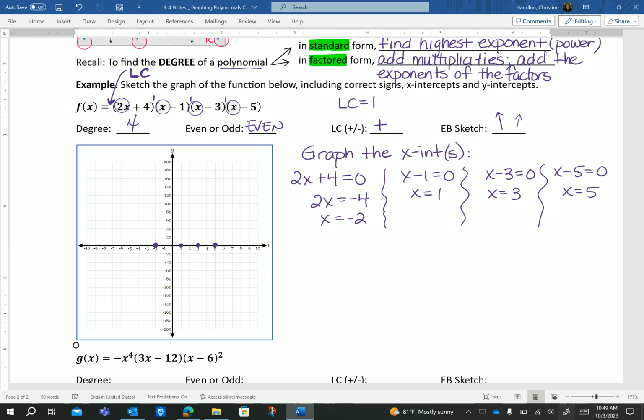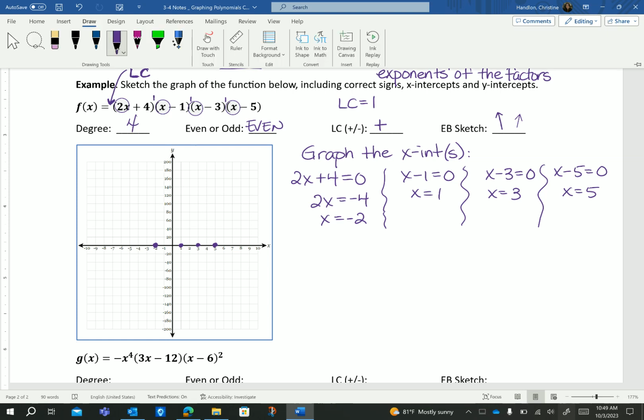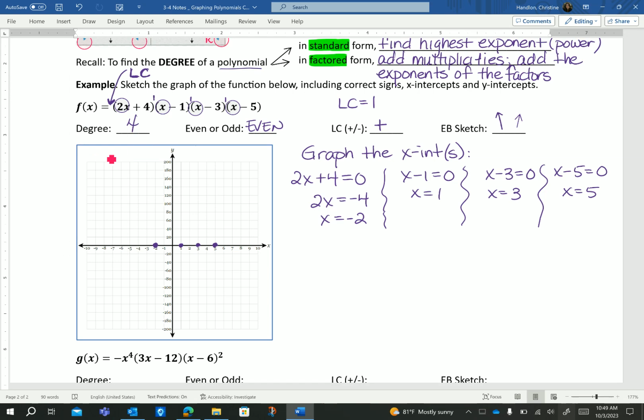Now, I want you to also take note that each one of these has a multiplicity. And whether you write out the multiplicity or not, that's up to you. I'm going to write it really small to make it a point. You won't be able to do this on Delta Math. But when I write a multiplicity, when I'm drawing it out, I know that with multiplicities of 1, my graph has to go right through those x-intercepts. I'm not going to bounce off of them or anything like that, okay?